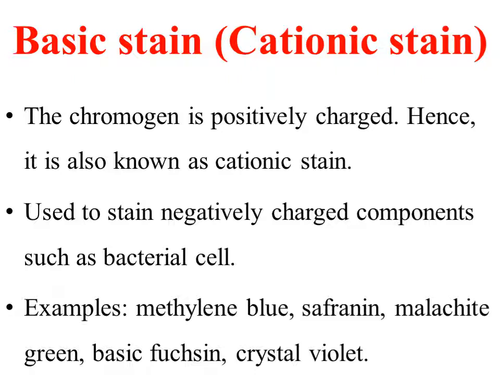The second one is basic stain. The chromogen of the basic stain is positively charged, hence it is otherwise known as cationic stain. And since it is positively charged, it can get attracted to negative charge. Bacterial cell has negative charge. So this basic stain can be used to dye bacterial cells. Examples: methylene blue, safranin, malachite green, basic fuchsin, crystal violet, and all other stains which you use in microbiology to dye a bacterial cell come under basic stain.